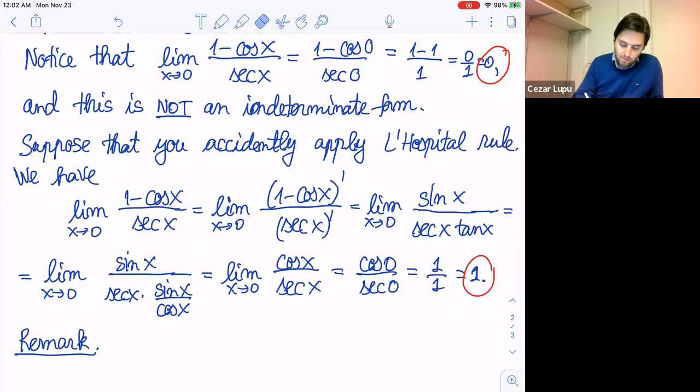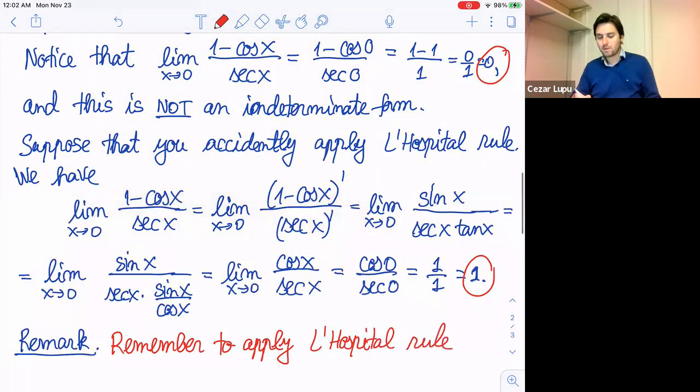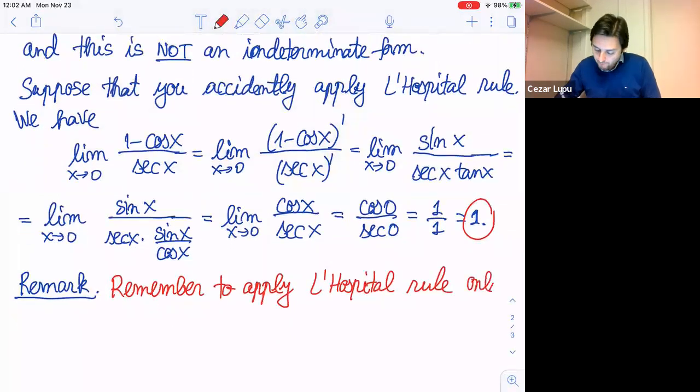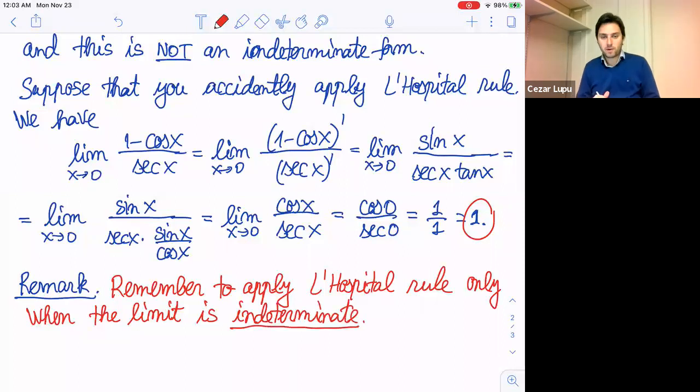Remember, let me write with red. Remember to apply L'Hopital rule only when the limit is indeterminate. This is very, very important.